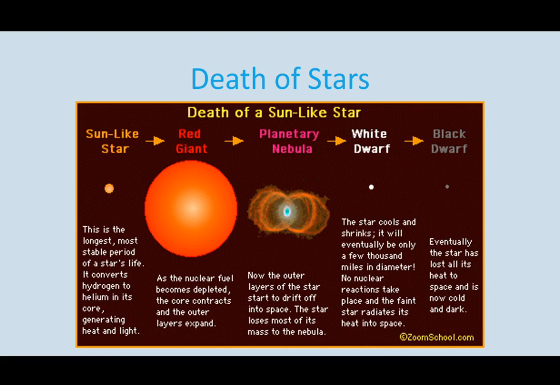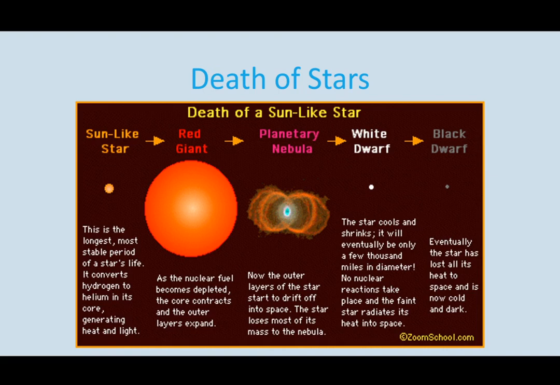As the nuclear fuel becomes depleted, the core contracts and the outer layers expand. So it gets larger. Then it becomes a planetary nebula. Now the outer layers of the star start to drift off into space. The star loses most of its mass to the nebula. Again, you think about the nebula as just a collection of gas. So the outer layers of the star are drifting off, and those gases are forming a nebula.